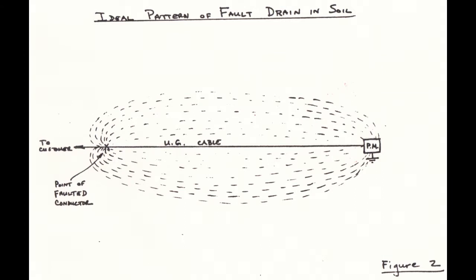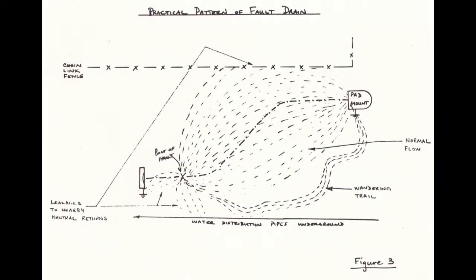This pattern looks somewhat like a football in its shape, and indeed this is what you would find if we did not have other things in the soil, such as the grounded water pipes and fence, which draw off some of the current flowing between the point of the fault and the pad mount transformer. Bear this in mind and then turn to Figure 3, which shows Figure 1 slightly modified.